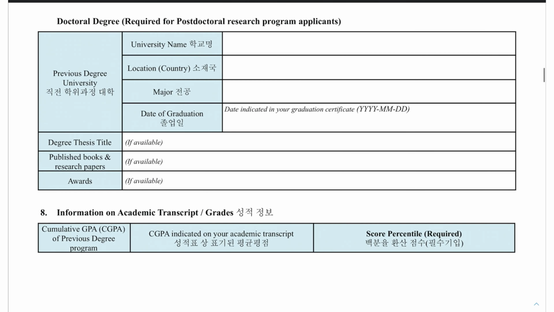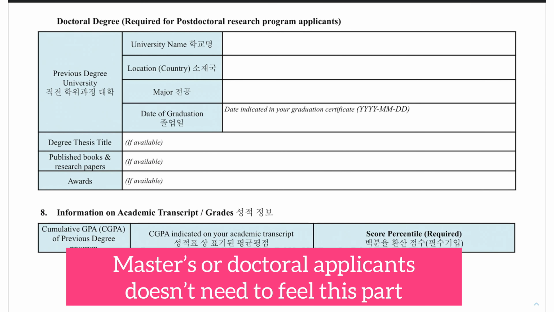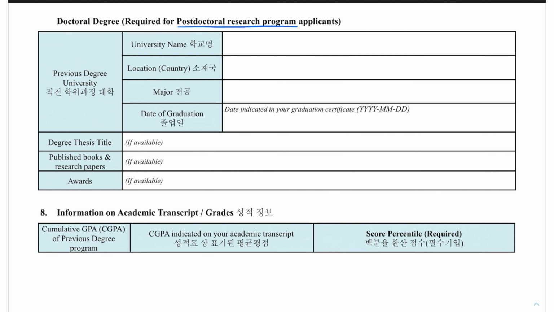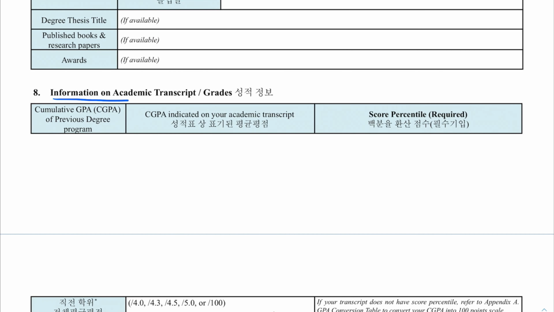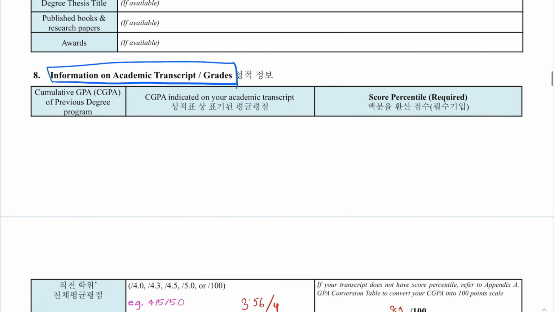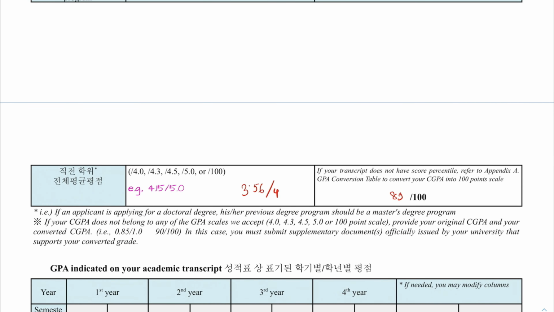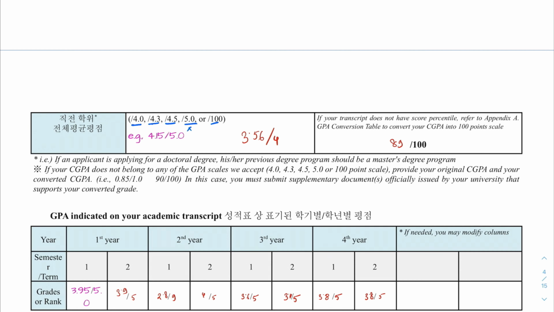After that, the doctoral degree, it is for the postdoctoral researcher program. So similar to master, you have to fill this part, and then the information about the academic transcript. It is the main important part. Here you have to mention the scale of the range, and if you don't have any pointer, that is good. If you have the percentage, you can simply mention it here.